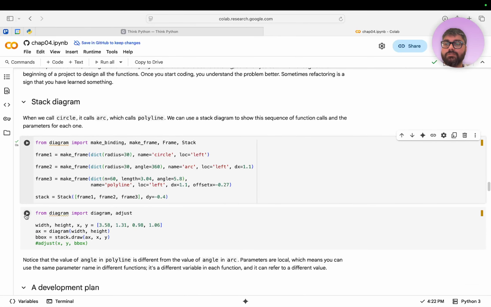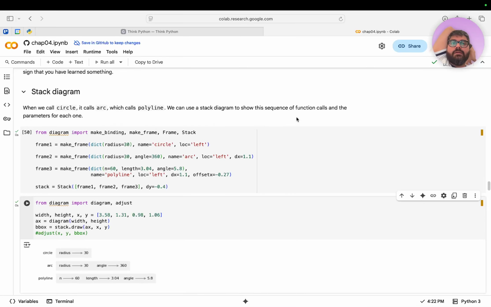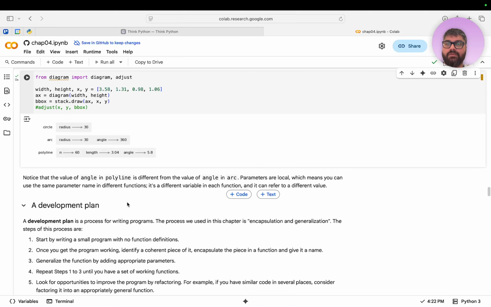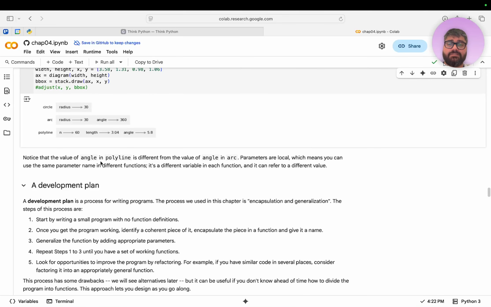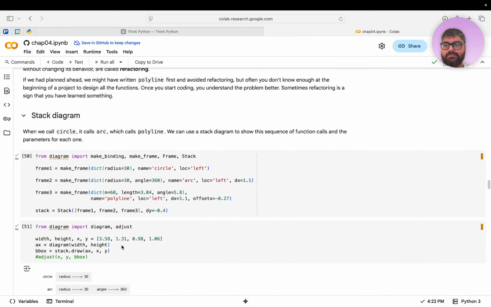When we call circle, it calls arc, which calls polyline. We can use a stack diagram to show the sequence of function calls and the parameters for each one. So starting from the bottom, polyline is called by arc, which is called by circle. Polyline gets n, the length, and the angle. Arc gets the radius and the angle, and circle just gets the radius. So that's the order of operations when you call circle, basically. Because circle just calls arc, I believe. Yeah, it does. Radius 360.